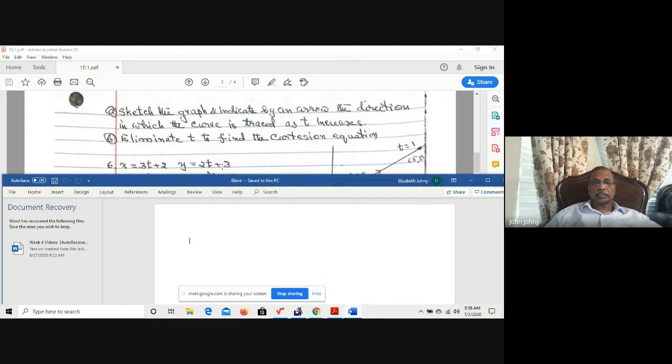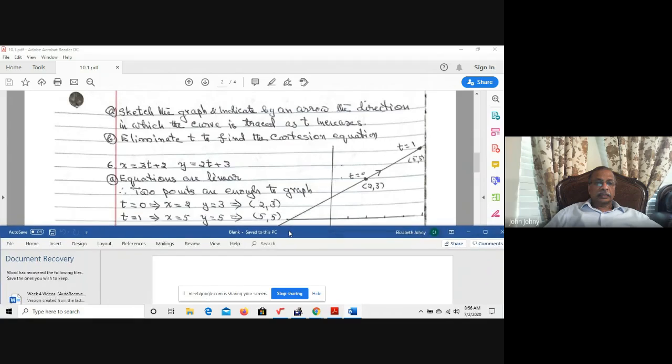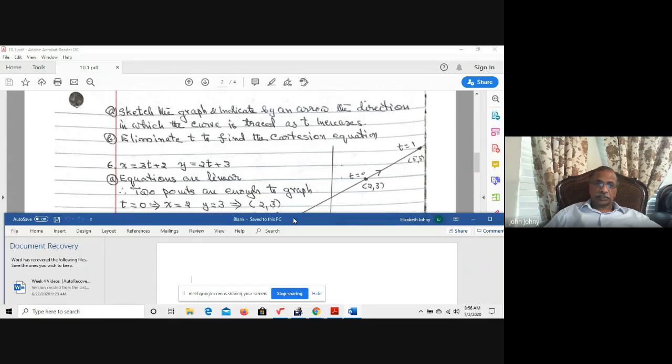These two equations are linear. If it is linear, you need only 2 points. You don't need many points. So suppose t is 0. When t is 0, substitute here: x is equal to 3 times 0 plus 2, that is 2. Y is 2 times 0 plus 3, that is 3. So the point is (2, 3).